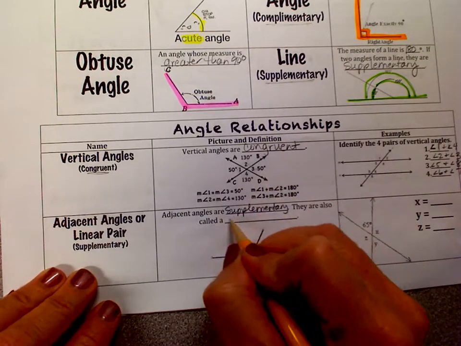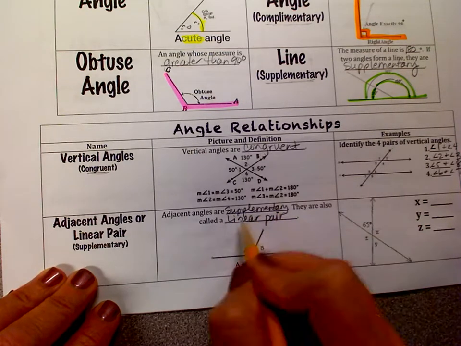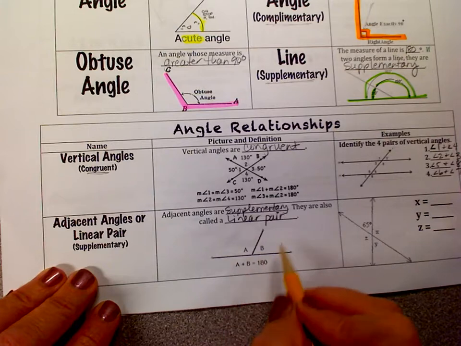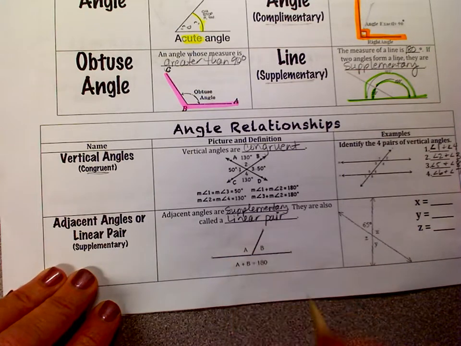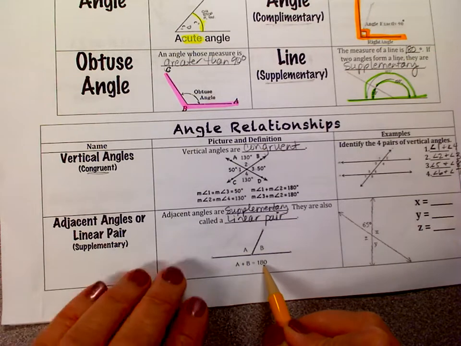They are also called a linear pair. A linear pair means it forms a line, and usually it's two angles that form that line. So those two together add up to 180. And you guys did a great job with this.